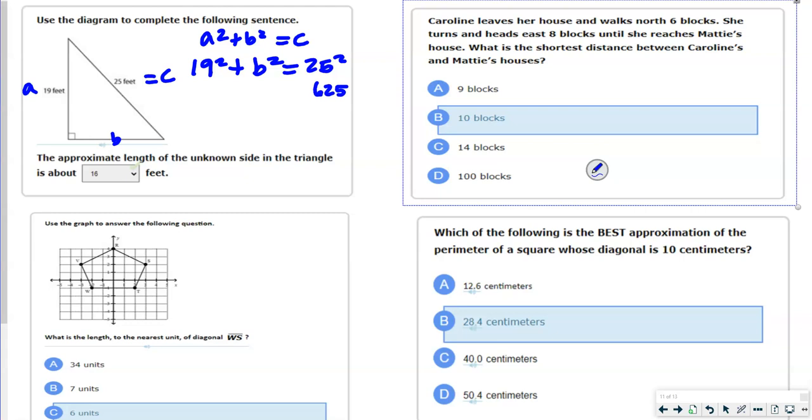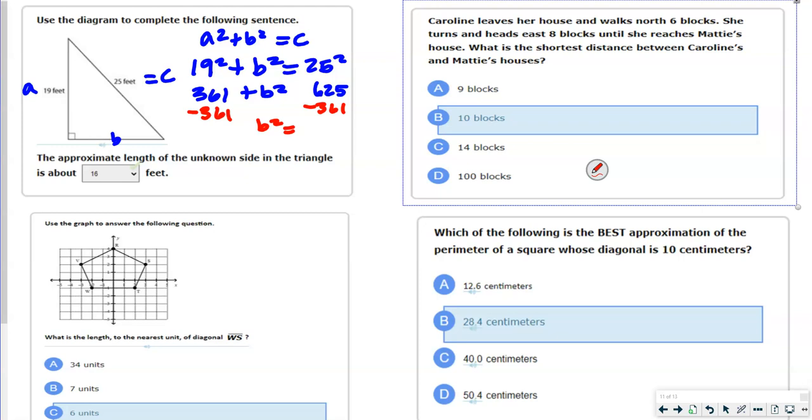Let me turn on my calculator here. 19 squared equals 361. And that's plus B squared. So we're going to subtract the 361 from both sides. So B squared is going to be equal to 625 minus 361 was 265. Wait, did I do that right? Let me do this again.